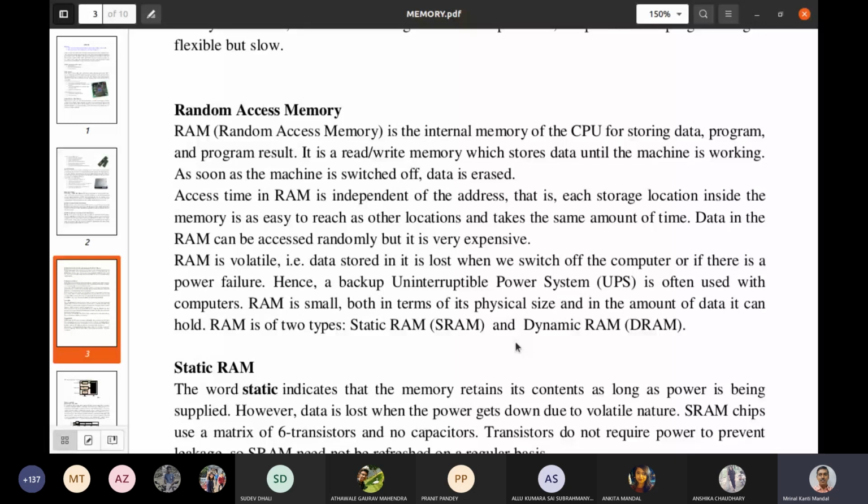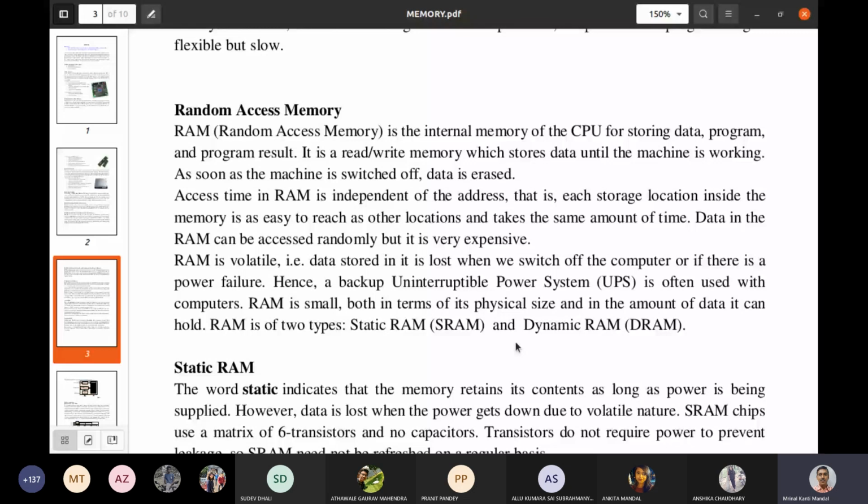Previously ROM was non-volatile. If you program it, then it can remember it. But RAM is a volatile memory. So if data is stored in this RAM and you switch off the system or there is a power cut, then it will erase all its information. So for this purpose, to run the system, you need a UPS, that is uninterrupted power supply, because if power goes off, then everything will be erased.